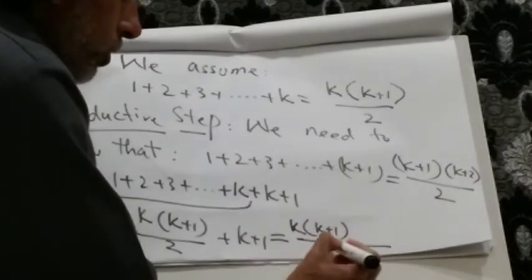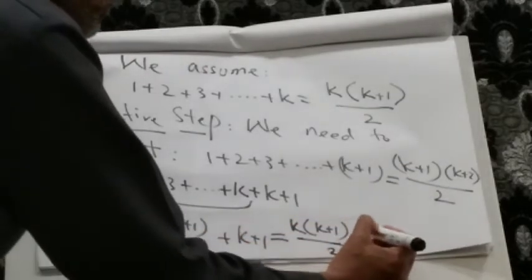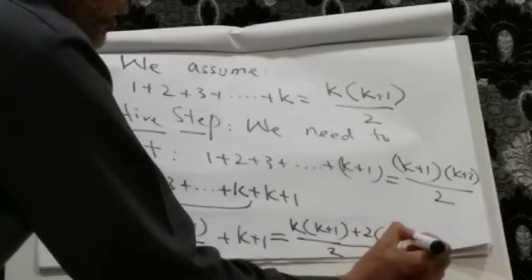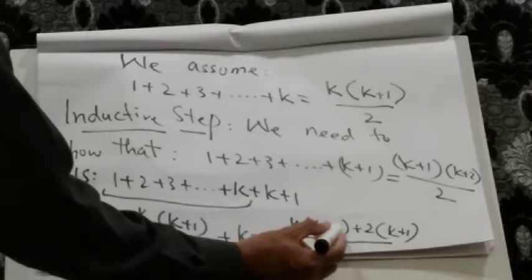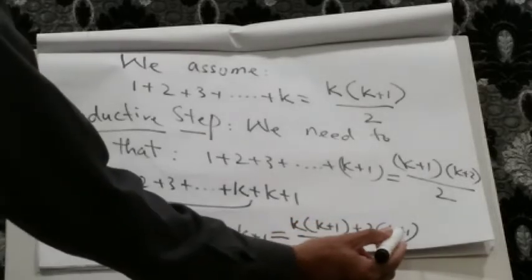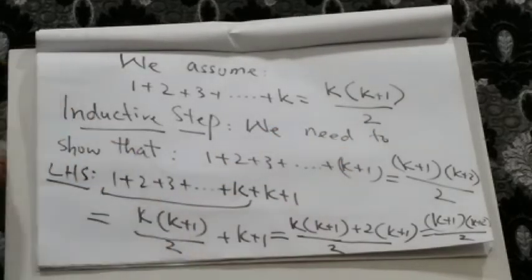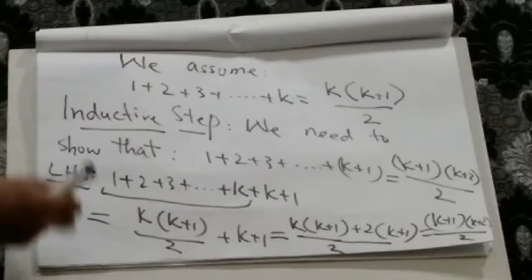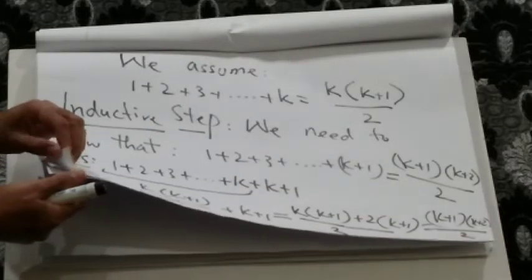If we take this whole 2, then this k plus 1 will get multiplied with k plus 1. From these two terms, we take k plus 1 as common, and this leads me to k plus 1 into k plus 2 over 2, which is my right hand side. So, and I'm done. These are the three fundamental steps which we always need to perform while trying to prove something by induction.